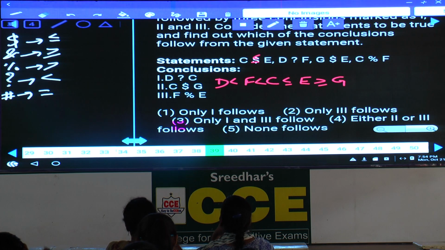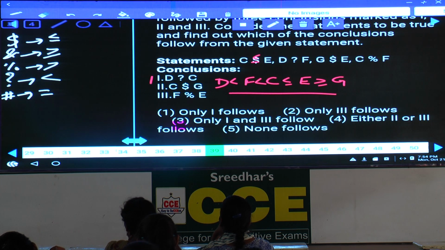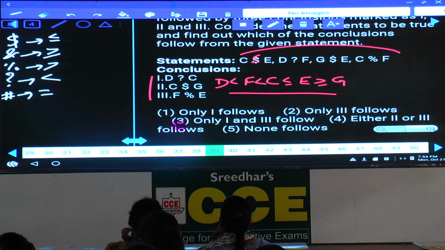Now in order to combine all the statements, because in these type of questions 4 statements and 3 conclusions were there, for each and every conclusion it is not possible for us to check each and every statement. Isn't it? Checking 4 statements for every conclusion is a difficult task. That is why we are writing them in a single expression.